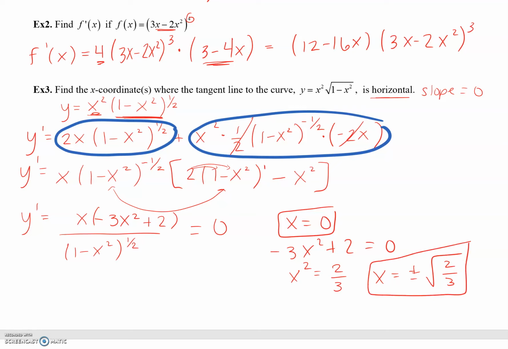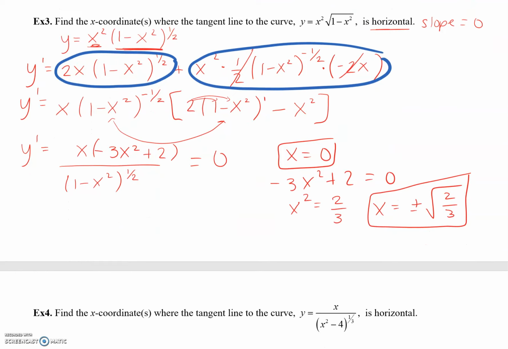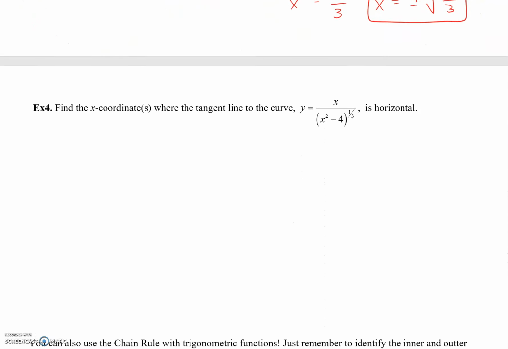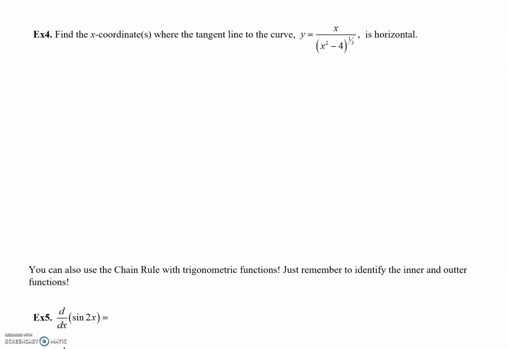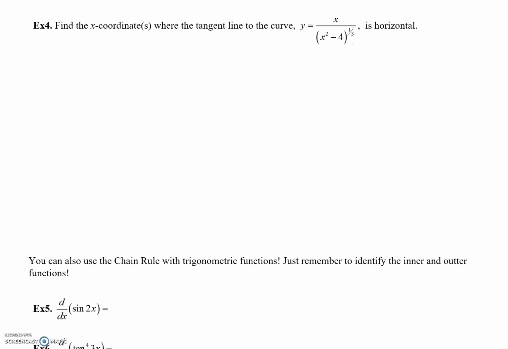So to find the x-coordinate where the tangent line to the curve was horizontal, I went through, I set my derivative equal to 0, and then I just solved. Okay, so there were 3 places where this tangent line to the curve was horizontal. All right, let's keep going. So flip over to the next page. So I'm going to leave example 4 for you to try. It is very similar to the problem that we just did, except it involves quotient rule. So Mr. Rood, if you would pause the video, give them a couple minutes to try it, and then we'll come back together and we will check it together.